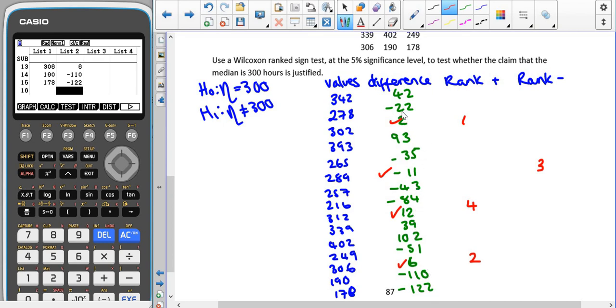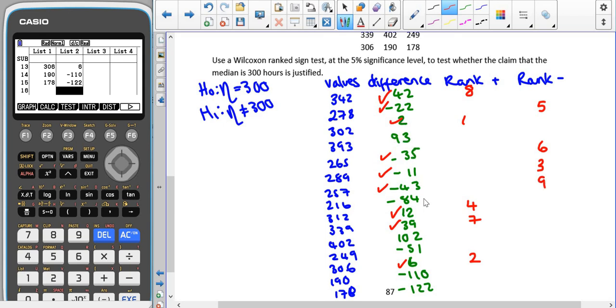Looking for 20s, minus 22. It's going to get the rank 5, but in the minus column. Then 30s, 35, minus 35. That's going to get the rank 6 in the minus column. Then 39, that's going to get the rank 7 in the plus column. Then 42, that's going to get the rank 8 in the plus column. Then 43 is going to get the rank 9 in the minus column.